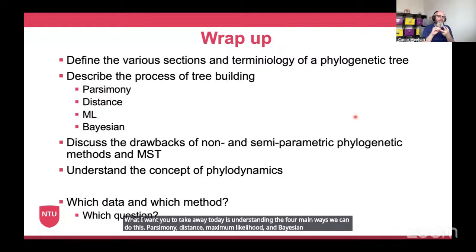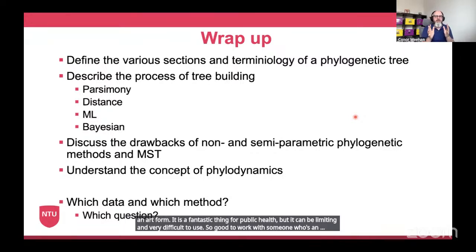And we're opting for maximum likelihood in almost all situations now because of the problems with distance and parsimony. And then Bayesian is a little bit more of an art form. It is a fantastic thing for public health, but it can be limiting and very difficult to use. So good to work with someone who's an expert.